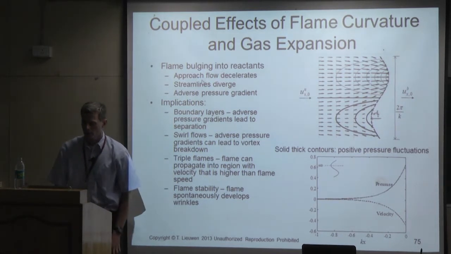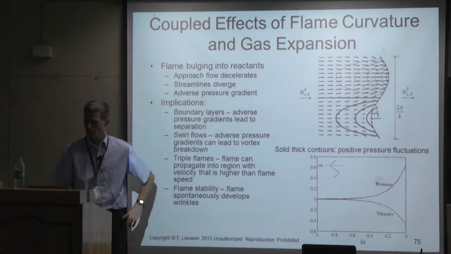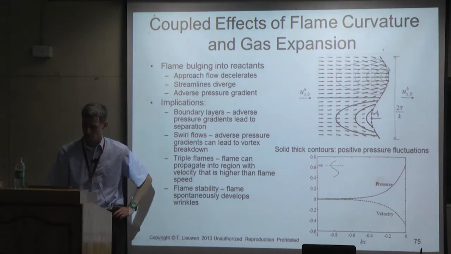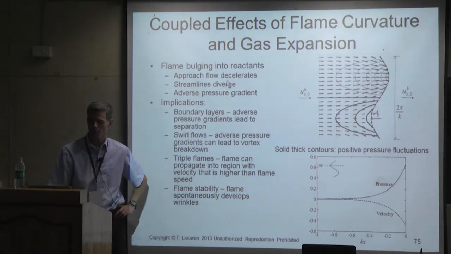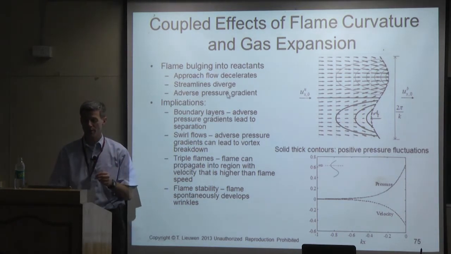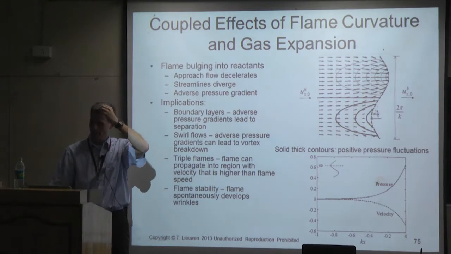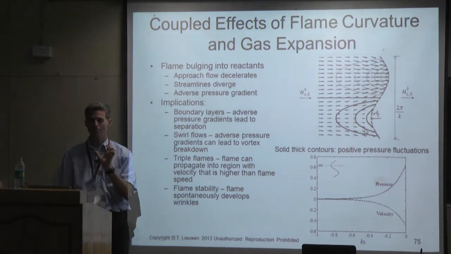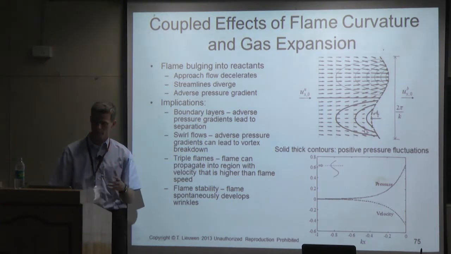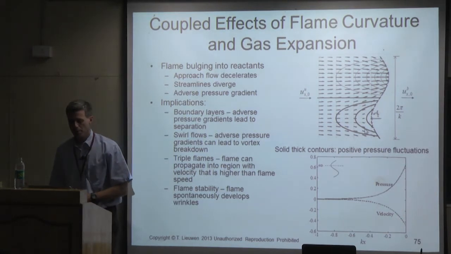And so, coming back to this point, when your flame bulges into the reactants, the bottom part of this picture, where I just drew a sinusoidal perturbation on a flame, it causes the approach flow to decelerate. It causes streamlines to diverge. The other thing it does is impose an adverse pressure gradient on the flow. So whenever you have a flame that bulges into reactants, it's back pressuring the flow. Well, let's think about some of the implications of that.